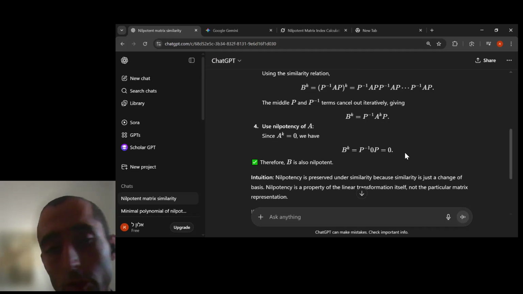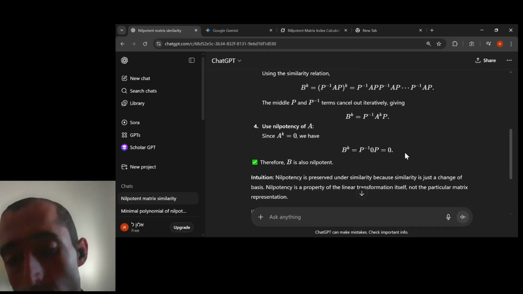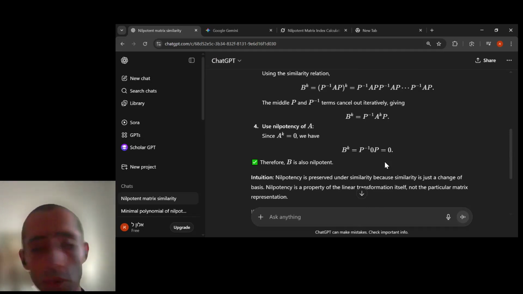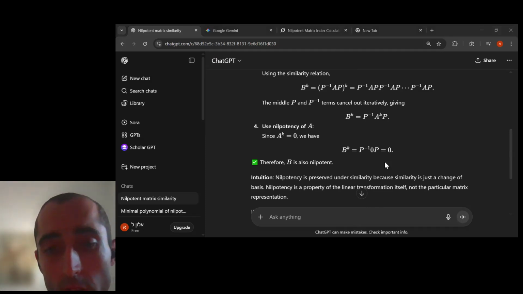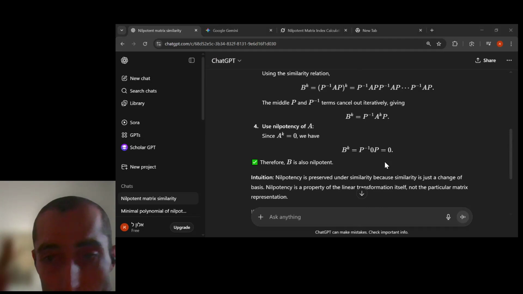So ChatGPT shows it through this. I showed it through the characteristic polynomial, whatever you want. B is also nilpotent. This is the bottom line. And the two ways to solve it are important because they teach you about different things: about the characteristic polynomial for similar matrices, and on how to work with the similarity terms and take it to the power of something. Very important, very useful. Okay, so this was about nilpotent matrices.